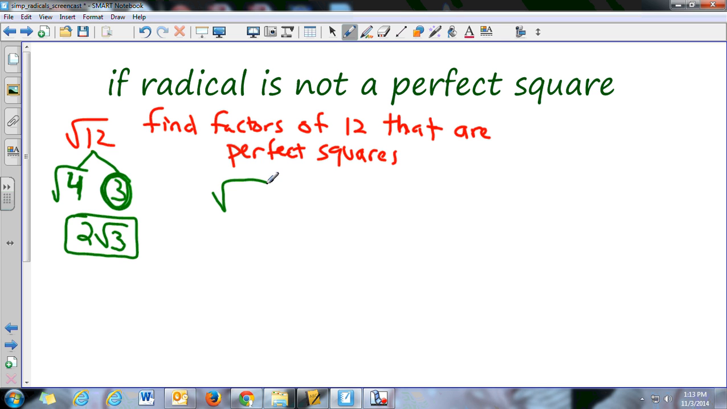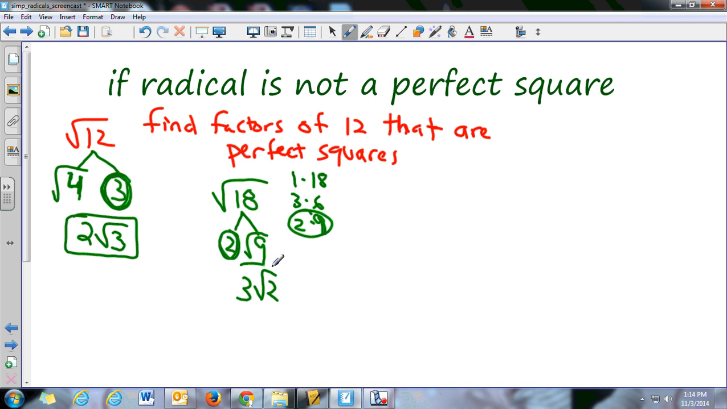The square root of 18. We're all thinking, all right, factors of 18: 1 and 18, 3 and 6, 2 and 9. Well, 2 and 9 is probably my best bet because I can take the square root of 9. The square root of 9 is 3. I cannot take the square root of 2 evenly, so that goes back underneath my square root symbol. And so that's my simplified version of the square root of 18. It's 3 times the square root of 2.